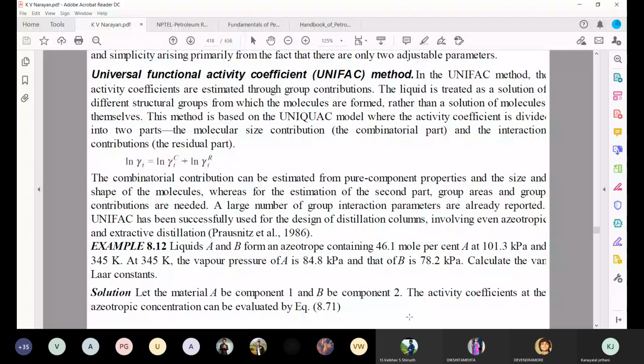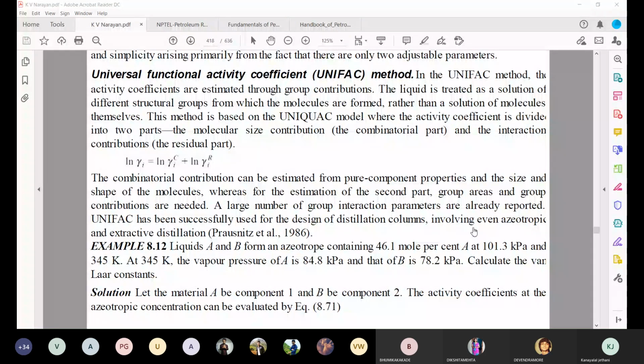Sir, gamma 1 is 1.1945. Okay, gamma 2? 1.294. Okay. कितने लोग का हो गया? I want to see hands. How many have finished calculating gamma 1 and gamma 2?